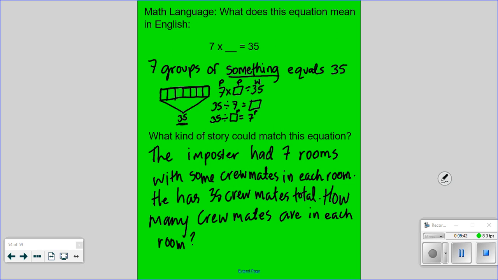So Gwen gave us 7 groups. In this case, they were 7 rooms. We had a mystery number of crewmates. And we knew the total. This should sound very similar to the types of questions you made yesterday. Because I could use division to help me solve this as well.